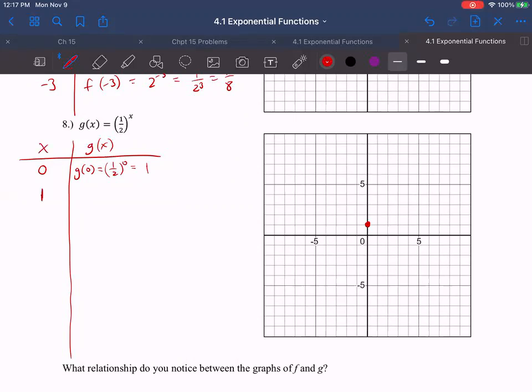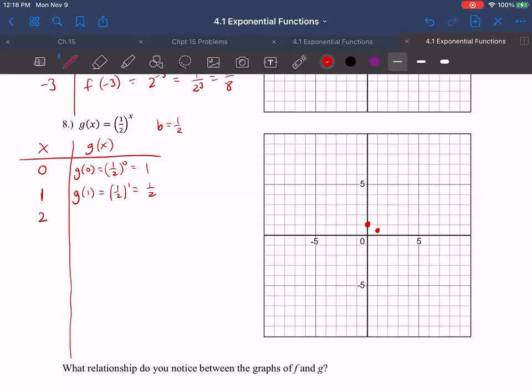Before, when we plugged in 1, we just got the point 1 and then whatever the base was. The base is 1/2 here. So if we do g of 1, we're just getting 1/2 to the first power, which is 1/2. So 1/2 is our point right there. And that's, of course, because b equals 1/2. So two quick little points to get you going right there.